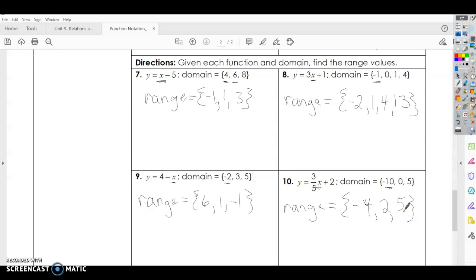All right, if you can't do that in your head, you can use a calculator to plug those in and find them. But mental math is always something good to practice. Hopefully you understand how to find the range given the domain.